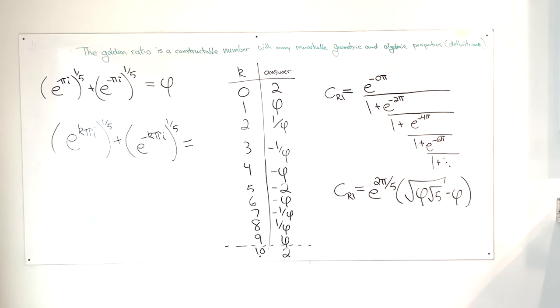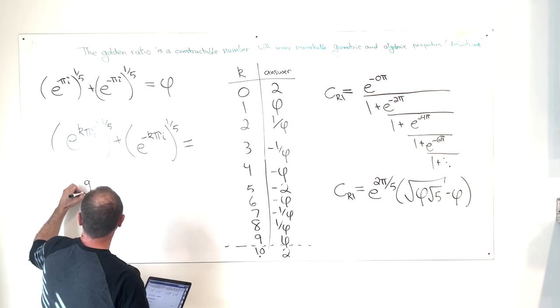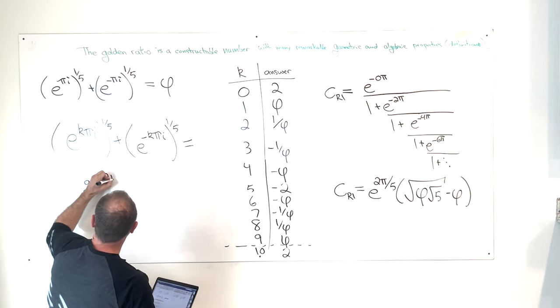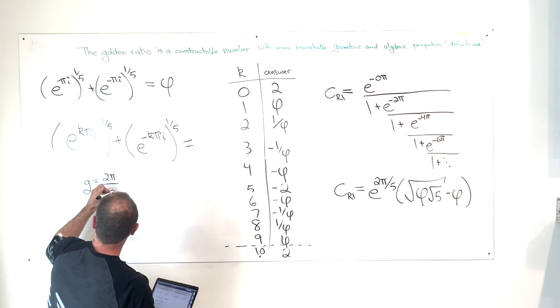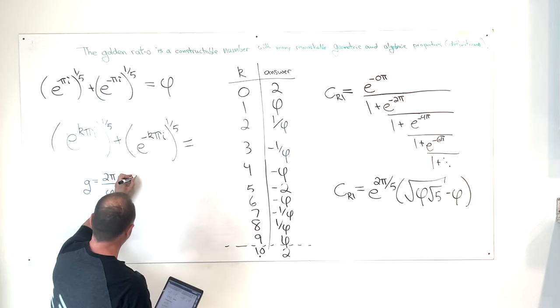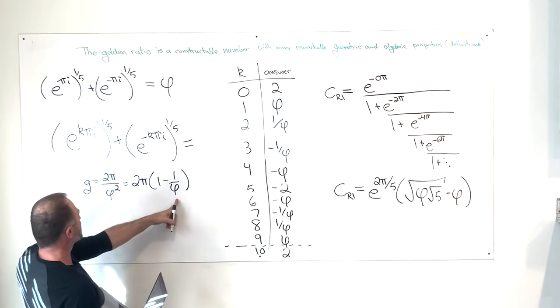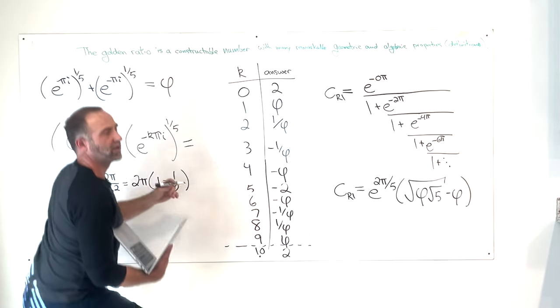Have you ever heard of the golden angle? Yep. So the golden angle is 2 pi over the golden ratio squared. We'll call it G for golden angle. 2 pi over the golden ratio squared. That's also equal to 2 pi times 1 minus, so this is considered the conjugate of the golden ratio, 1 over it.